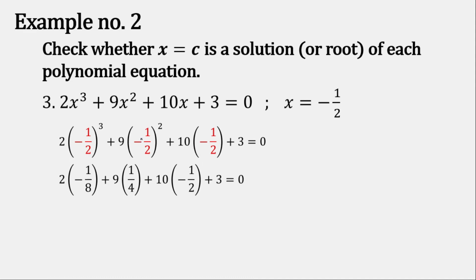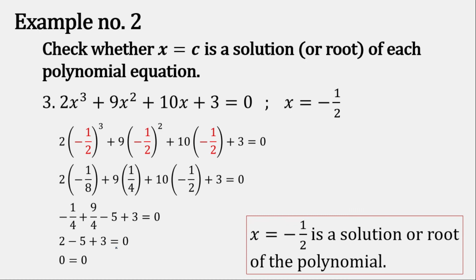Now in this case, 1/2 times 1/2 is positive 1/4. And we'll say 1/2 will stay. And if we simplify it more, cancel this out, we have 4 here, so negative 1/4. 1 times 9 is 9 over 4. Then negative 1/2 of 10 is negative 5 plus 3. This one, you could simplify it. You could just make that 8 over 4. 8 divided by 4 is 2. And we get this. And that gives us 0 is equal to 0. Therefore, negative 1/2 is a solution or root of the polynomial.